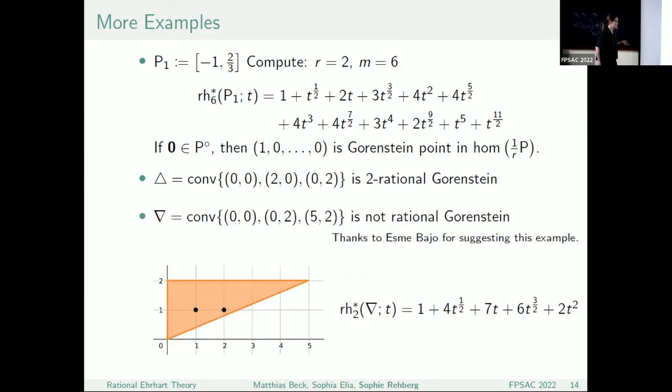Okay, but not all polytopes are rational Gorenstein. Here's an example of a polytope that's not rational Gorenstein. We've computed the rational h star polynomial here. You can see it's far from being palindromic, and you can also see that in the picture. If you dilate these two interior lattice points, they enter and exit the polytope at the same time. So we will never have a unique interior lattice point.